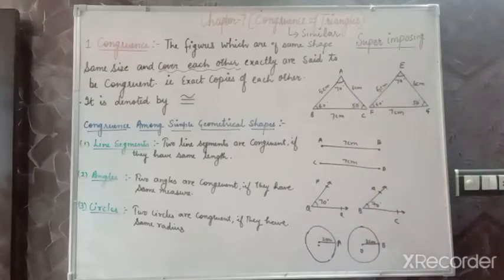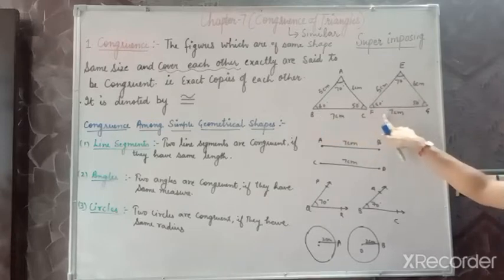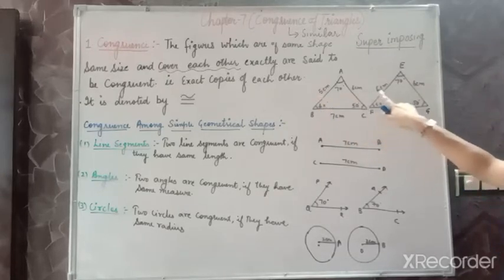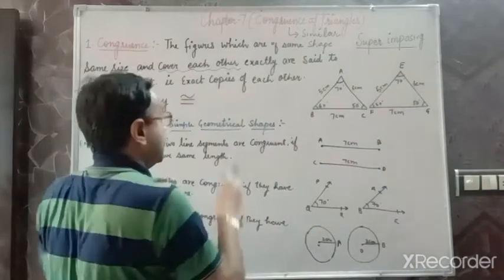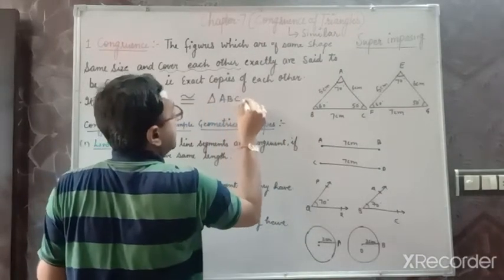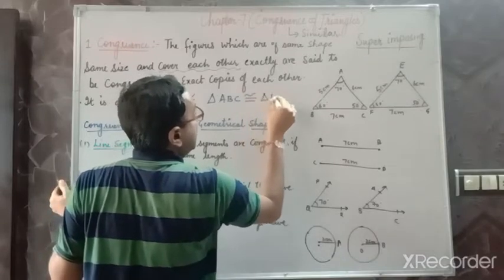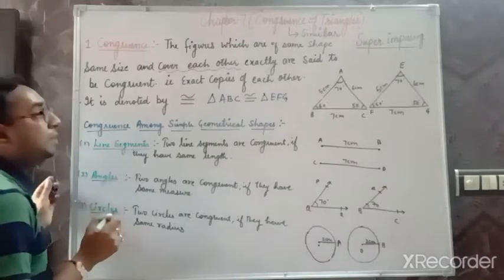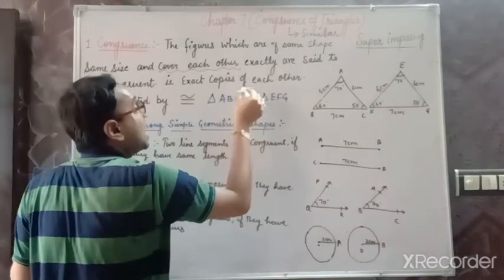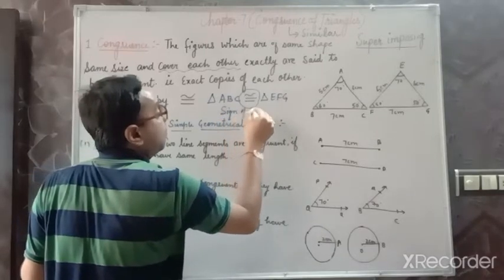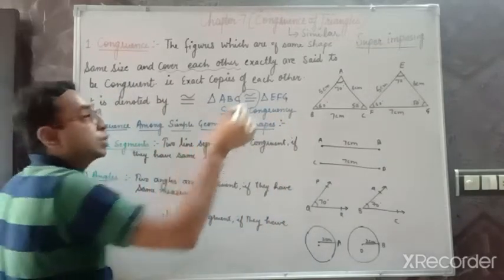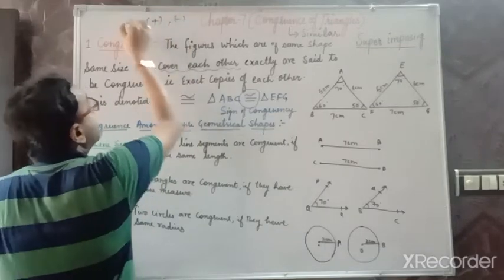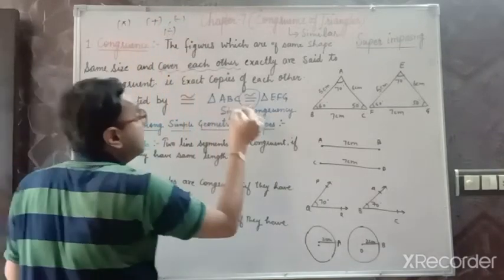Just take the example of these two triangles. ABC, EFG, 70, 70, 60, 60 degree, 50 degree, 50 degree, 5 centimeter, 5 centimeter, 6 centimeter, 6 centimeter, 7 centimeter, 7 centimeter. So can I say triangle ABC is congruent to EFG? But you might be thinking, what is this? This is the sign of congruency. Like we have the sign of equality, plus sign, minus sign, addition we show by plus, subtraction by minus, multiplication by this, division by this. Similarly, congruency is shown by this.